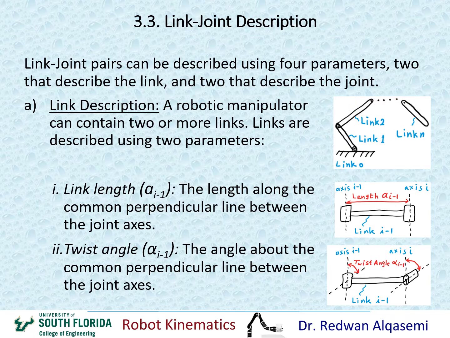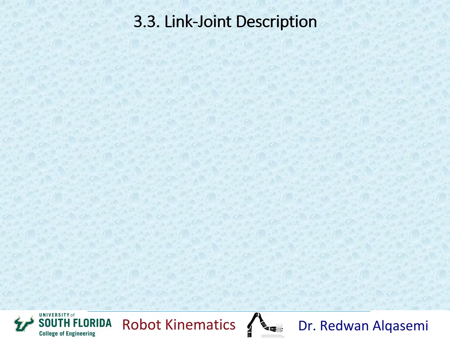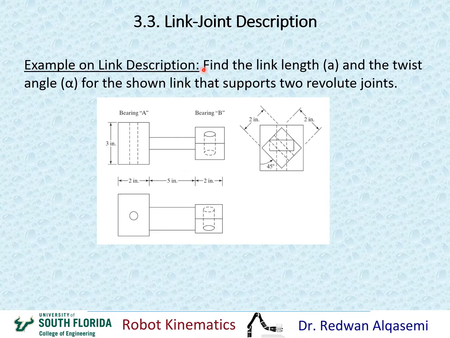Now let's take an example about link description. How do we describe the link, the 2 parameters that we talked about? This example asks you to find the link length A and the twist angle alpha for the shown link that supports 2 revolute joints.